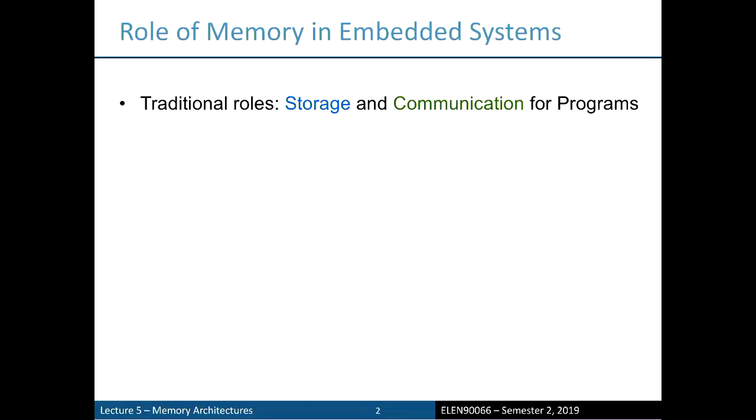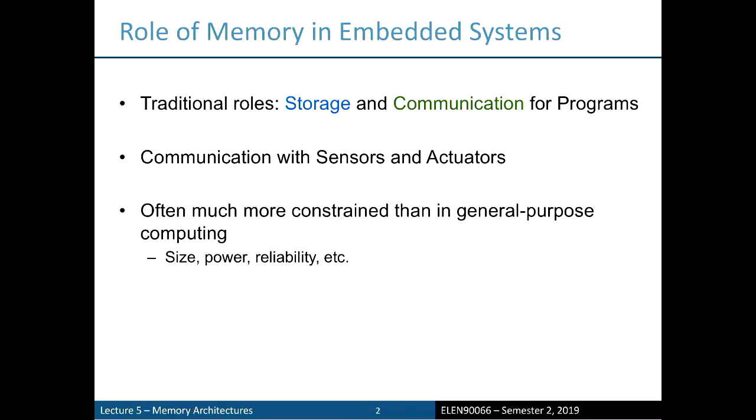So what does memory do? I'm pretty sure you understand that memory stores stuff, right? And it's used as a communication mechanism as well. Think of it as a common area where things can be put and other things can then access it. So it's like a comms region, if you like. And the communication is done with sensors and actuators, okay, either inputs or outputs.